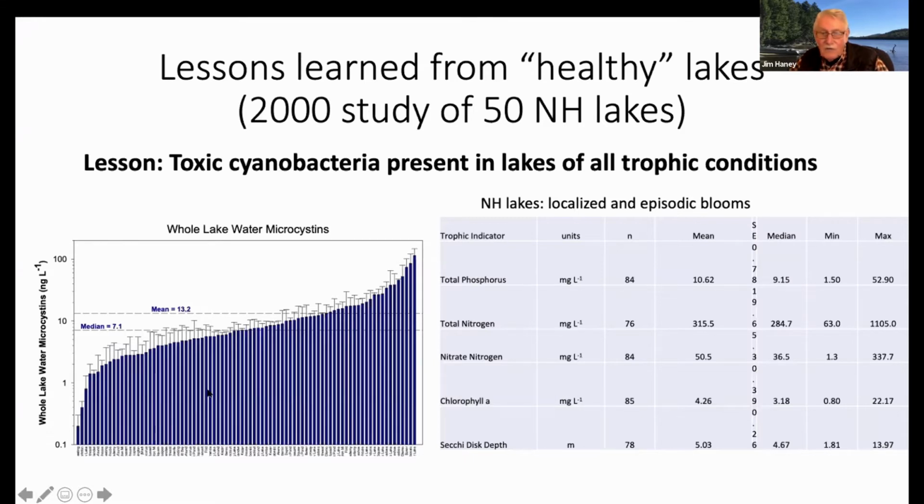And so the lesson that we learned from that first study was basically that toxic cyanobacteria were present in all of our lakes in all trophic conditions that we looked at. And the average lake in this system, I should point out, is probably more oligotrophic than even mesotrophic. So it's low trophic condition lakes in New Hampshire.